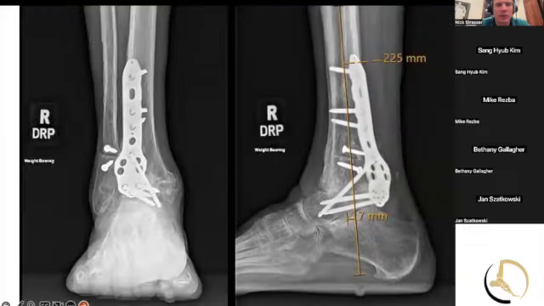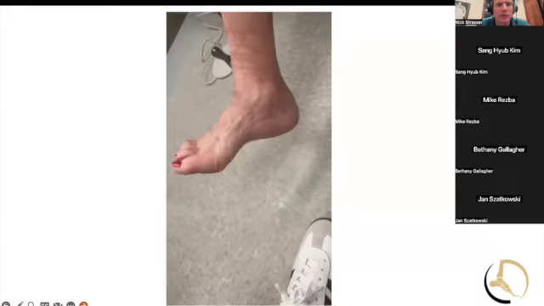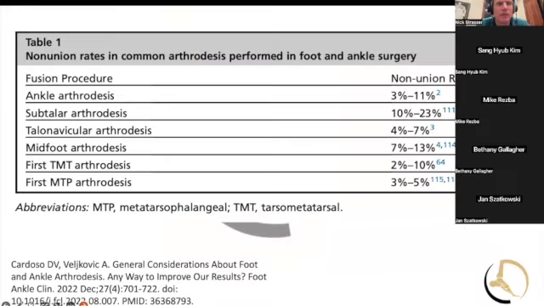So as you might guess, most of these are going to be post-traumatics. What do you tell patients in terms of your non-unions for ankle fusion? Is it 10%? Is that what you usually throw at them? That's what I tend to use. One out of 10. Yes. Okay.